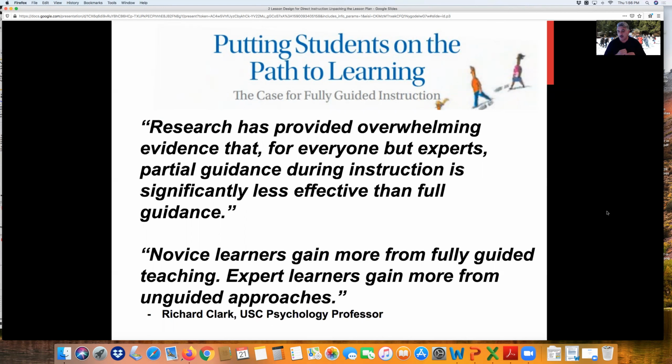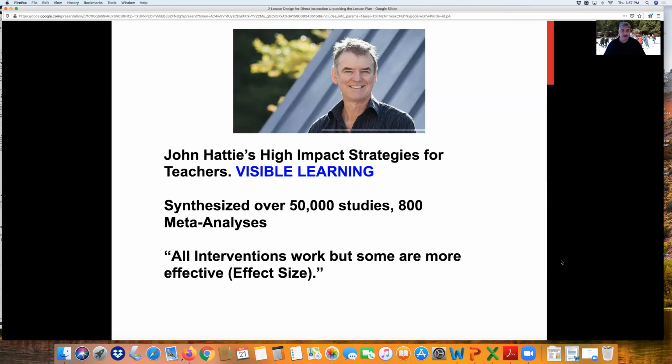Most of these models work only as good as the individuals who are using them. You can use and misuse any model. So it has to be done well. What he also found was that novice learners gain more from fully guided teaching. Expert learners gain more from unguided approaches, which is pretty interesting, and it kind of makes sense, right? If you're an expert learner, you have a lot of prior knowledge, you have a lot of information that you could go to try to uncover more information. And so his research showed that, major findings.